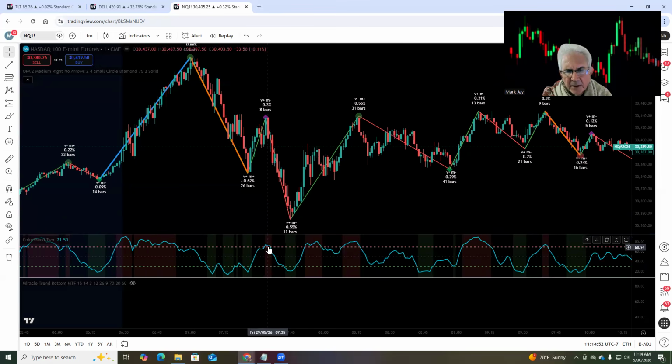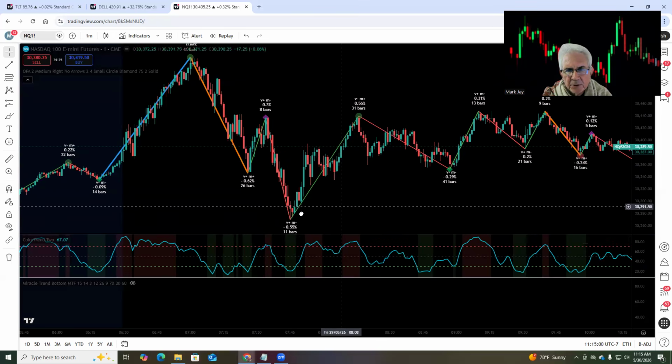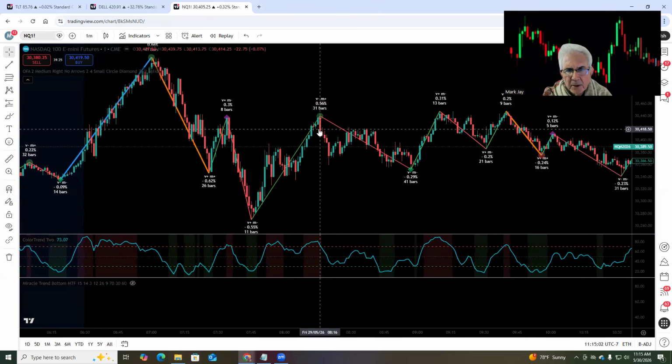It's very hard, I've seen, for traders to know when to enter. You really don't know when to enter or when to exit. This solves all those problems. Here's another trade here. We see a green bar, and it's formed.